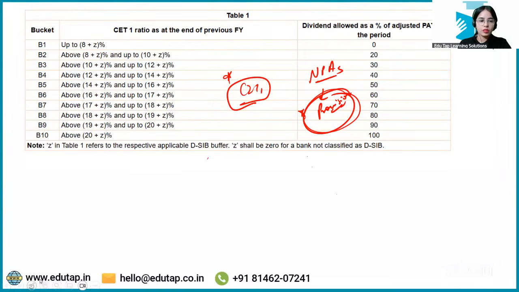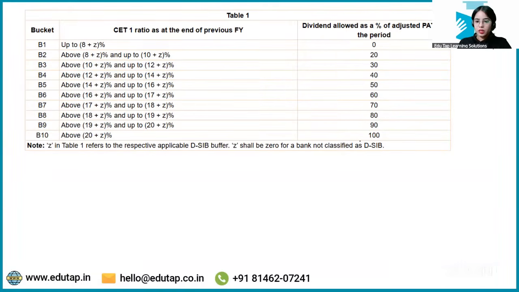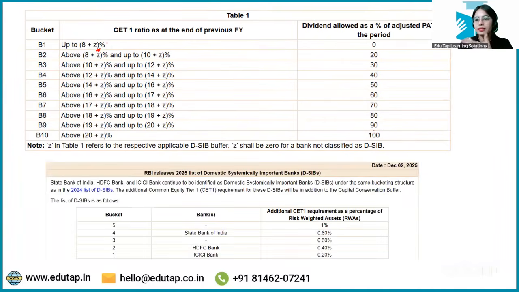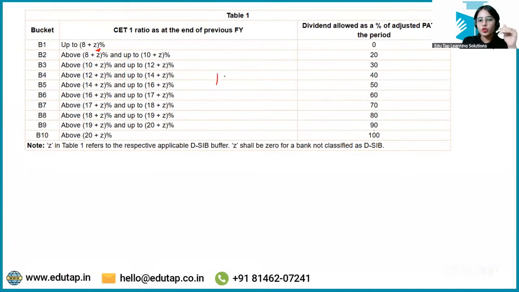Okay, now coming to this. See, coming to this Z part. Now let's discuss this Z part. Okay, what is this Z? How many of you know about the domestic systemically important banks?